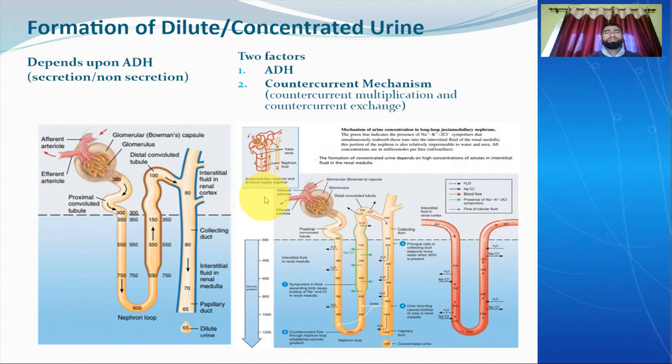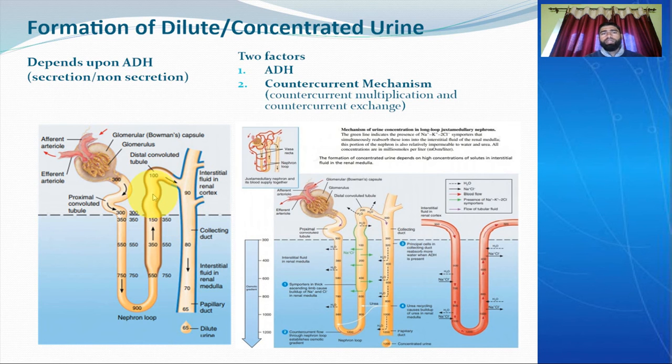Now the formation of dilute and concentrated urines. As already told, the descending portion is permeable to water. The ascending portion, here you see this very deep dark brown, is impermeable to water, but it allows the symport of ions out. This blue portion is impermeable to water when ADH is absent. When ADH is secreted, in the presence of ADH, it turns permeable to water.